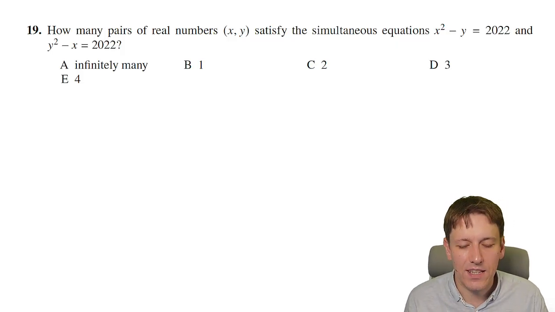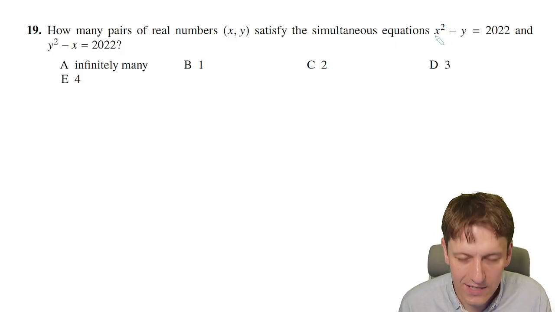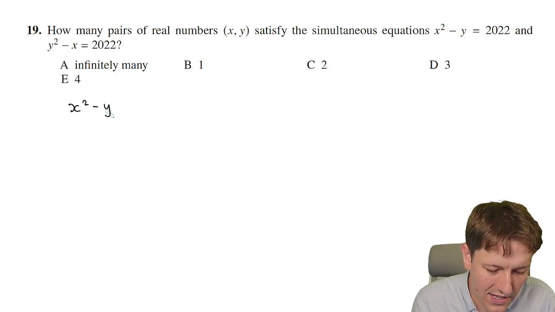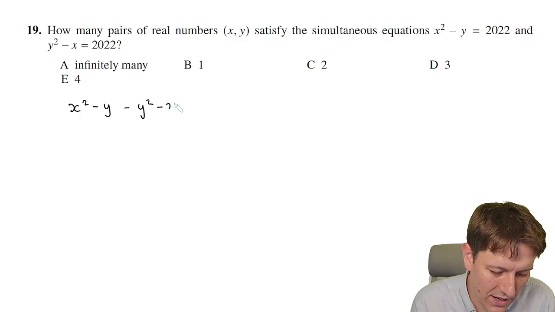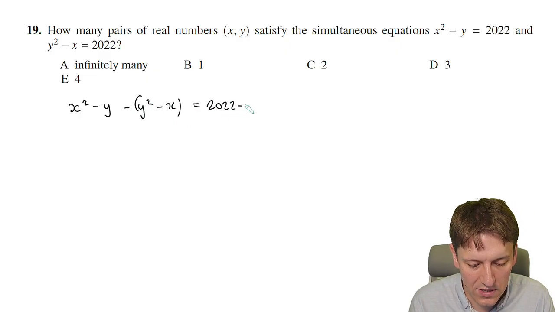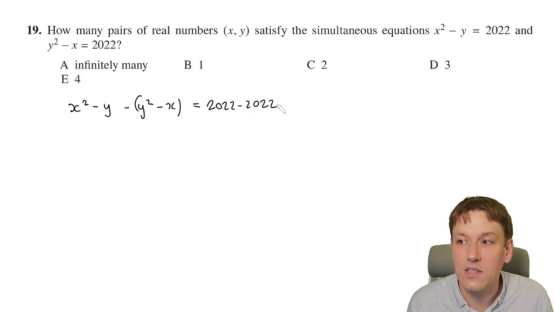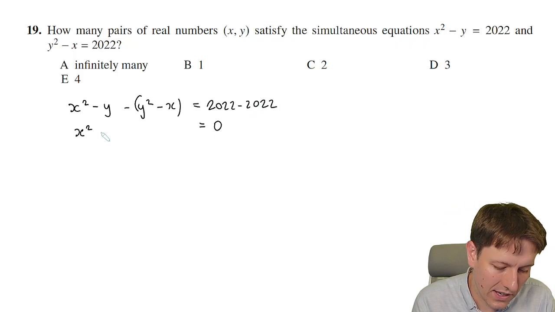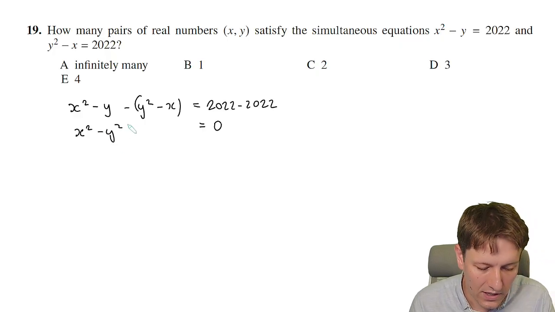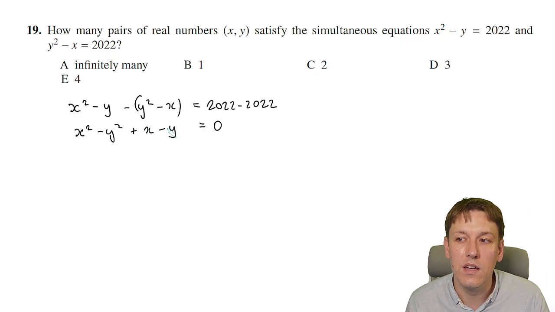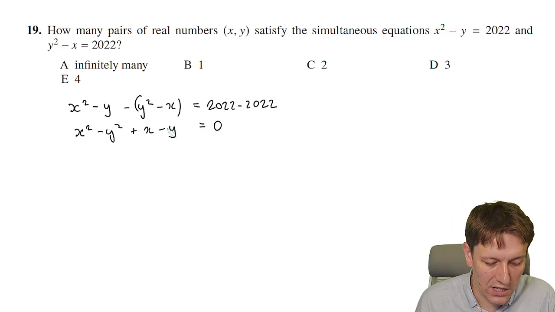I think my first instinct with this question was to see some difference of two squares things around in here. And say, well, okay, if I take the second equation away from the first, I get x squared minus y squared minus x in brackets. That's equal to 2022 minus 2022, which is 0. And just rearranging the left hand side here, okay, I see a difference of two squares. I've got x squared minus y squared, and then I've got a plus x minus y. So some nice factorization looks possible here.